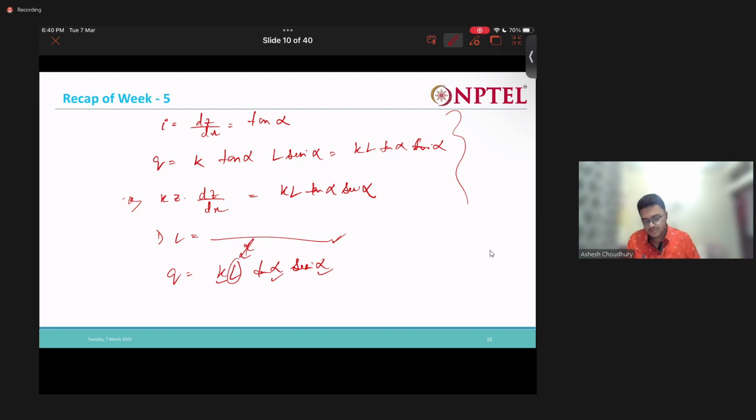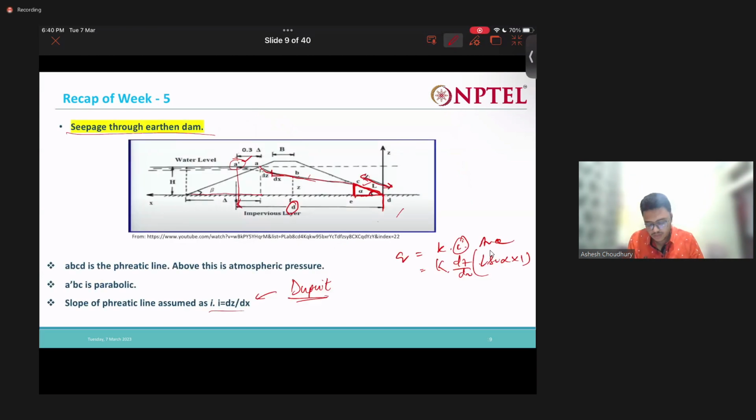Okay, so this way you can determine. What we know is that we have the cross section of our dam. If we have the cross section of the dam, we will obviously have this delta, because we know the water level. We will have the alpha value. Using all these things, we'll also know the d value. We can calculate the A dash value. Then we will also know the d value. Using all this, you can calculate the value of this L.